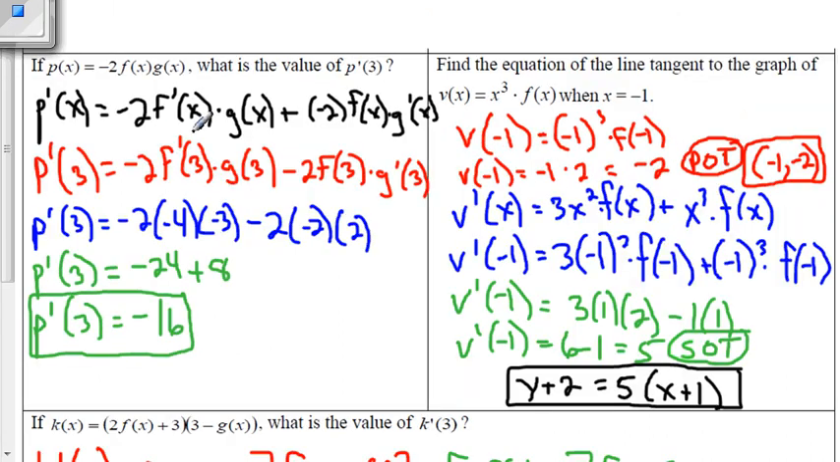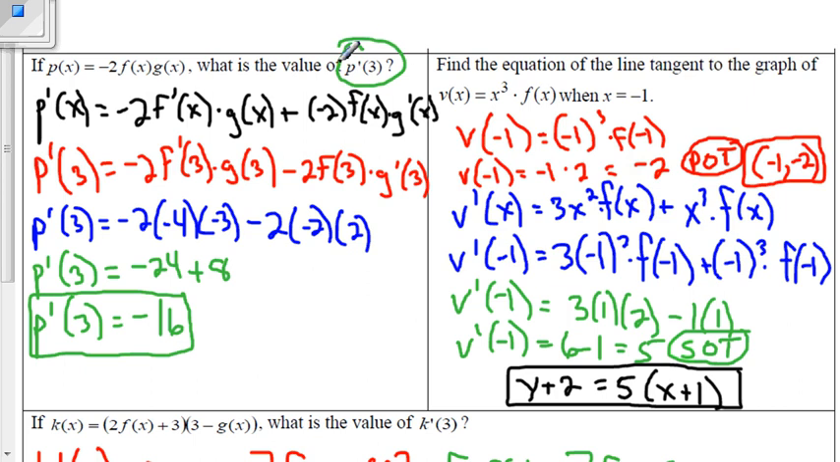And now let's just use the data table to keep working on these. So here they give us a new p of x. What is the value of p prime of 3? So we're still going to use that data table. How do I do this? Let's do the product rule. Derivative of the first times the second plus the first times the derivative of the second.